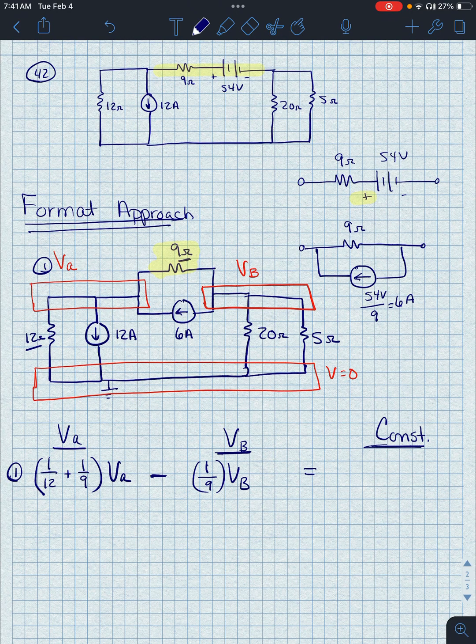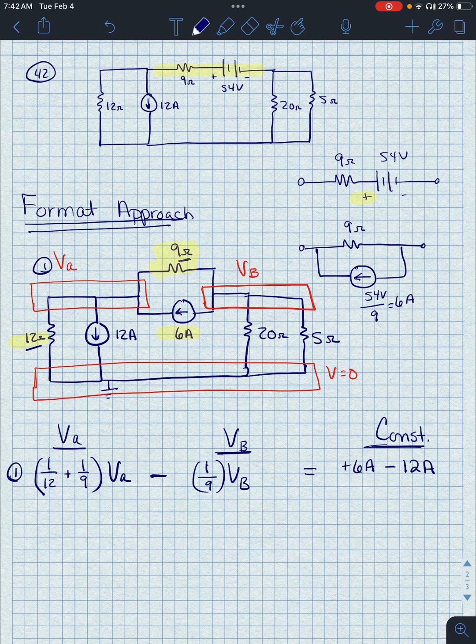And then on the right-hand side, we're going to have our current sources. So this is why we converted our 54-volt voltage source to a current source. So we've got 6 amps here, and we've got 12 amps here. So in this case, for the format approach, we're actually going to add any currents that are coming into the node, which would be the 6 amps, and we're going to subtract any currents that are going out from the node. That is the 12 amp source.